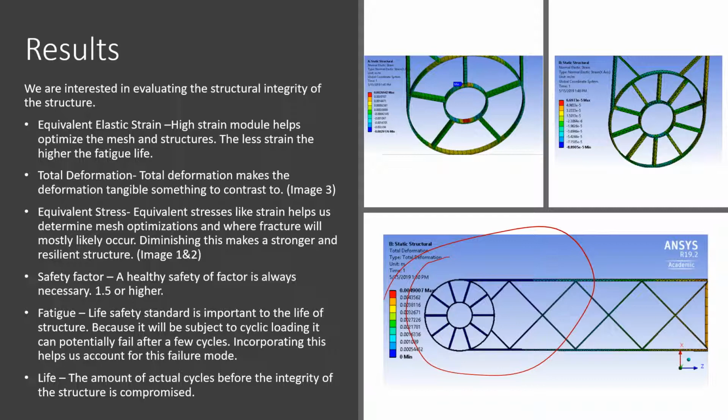Equivalent stress is another tool that helps us figure out stress concentrations and where we could put extra structures. It helps us optimize. Here we see the model where we put more structures to diffuse that stress, and here we see the results, which actually did make a difference.